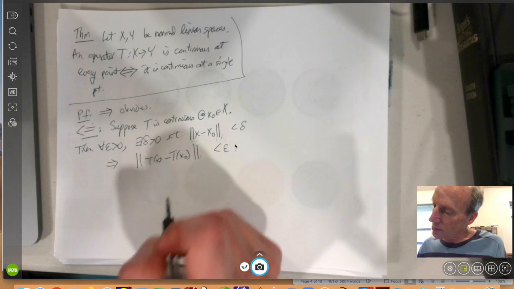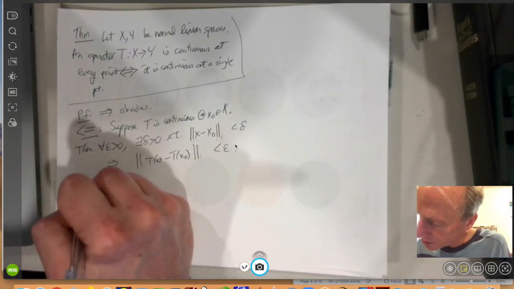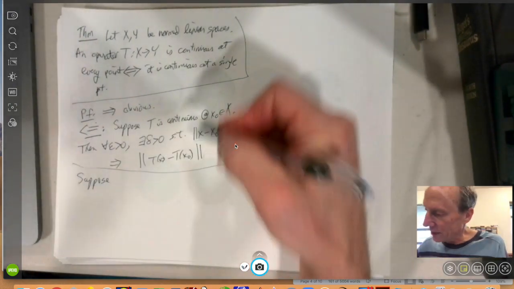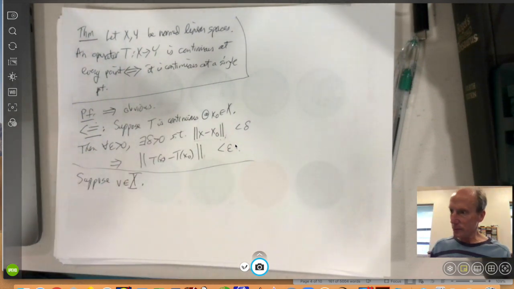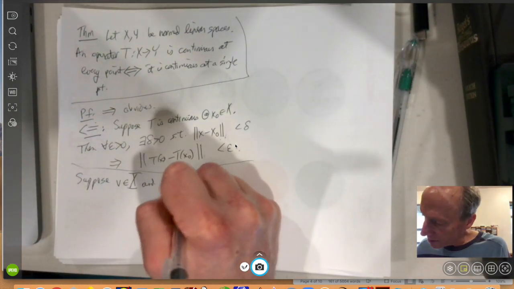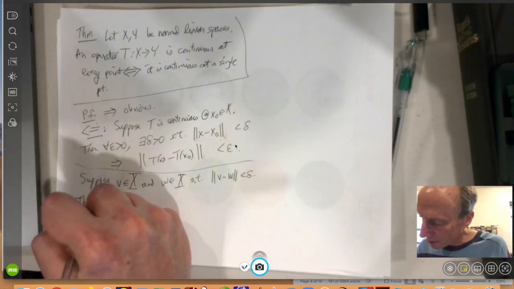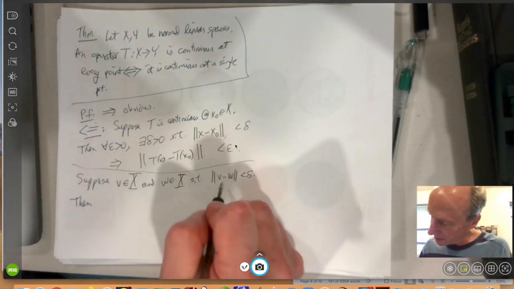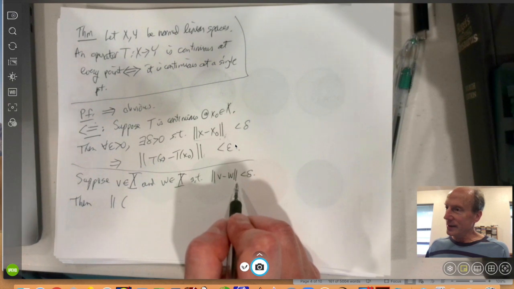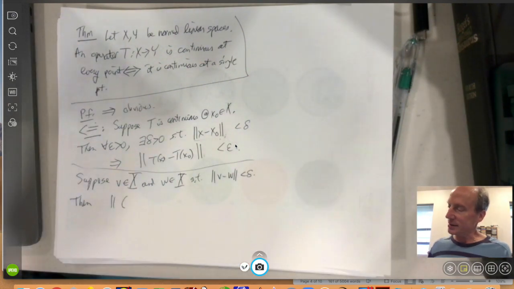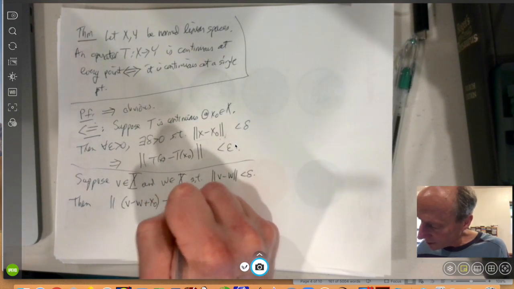So we now want to show that it's actually continuous at any point. All right, so let's look at this. Suppose, this is what we're given because it's continuous at x naught. Suppose v is another point of X, and w is in X such that the norm of v minus w is less than delta. Now, how can I relate this back to this? I'm going to take v minus w and add and subtract x naught. So the norm of v minus w plus x naught minus x naught is less than delta.